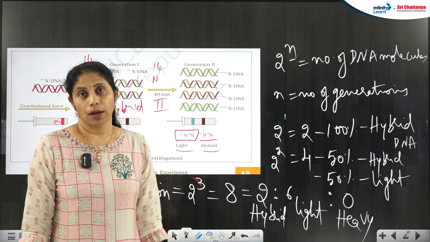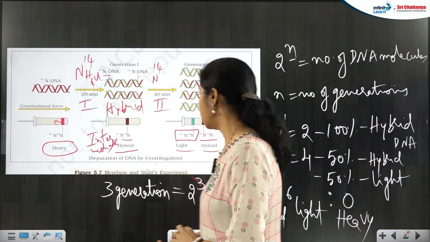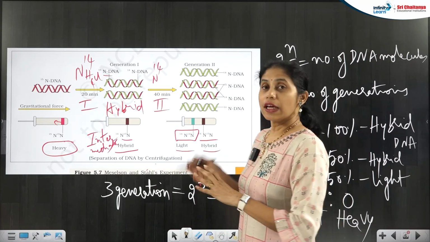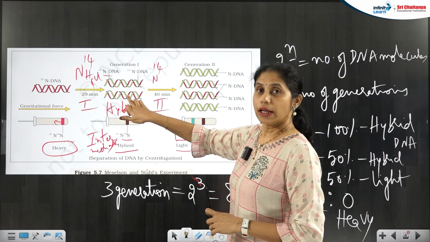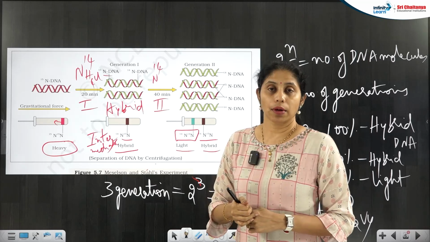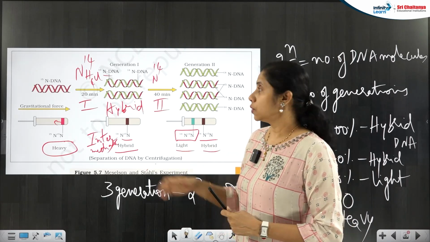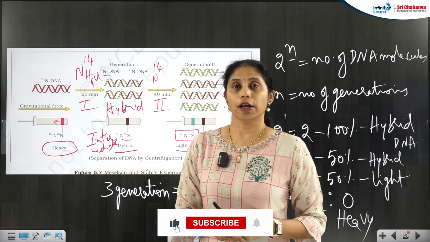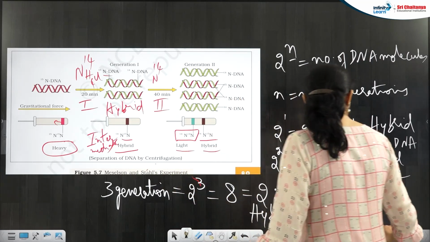The experiment was conducted by Meselson and Stahl in the year 1958, and they proved that the replication of DNA is semi-conservative, where one DNA strand is obtained from the parent and one strand is synthesized from the medium. So it constitutes one parental strand and one newly synthesized strand. This type of DNA replication is called semi-conservative replication of DNA, which was first proved by Meselson and Stahl.